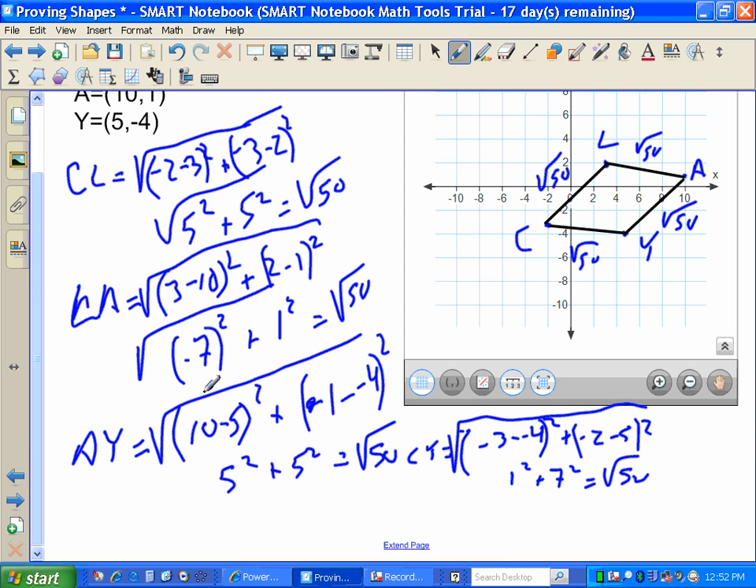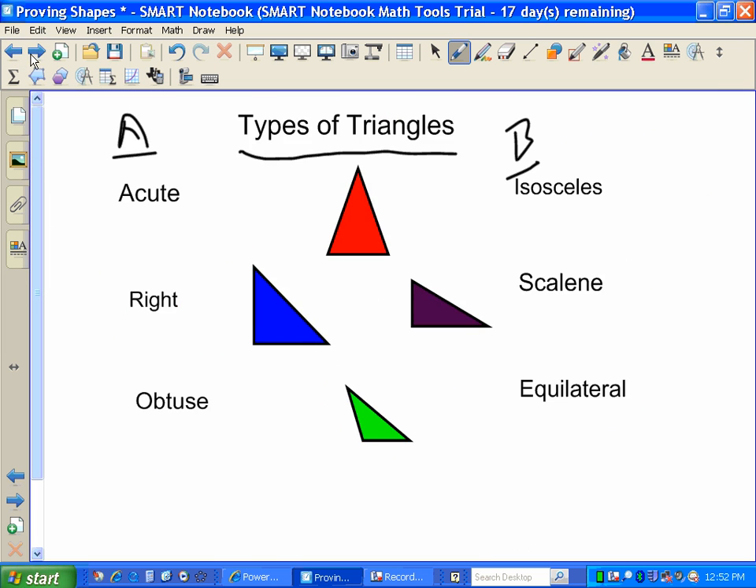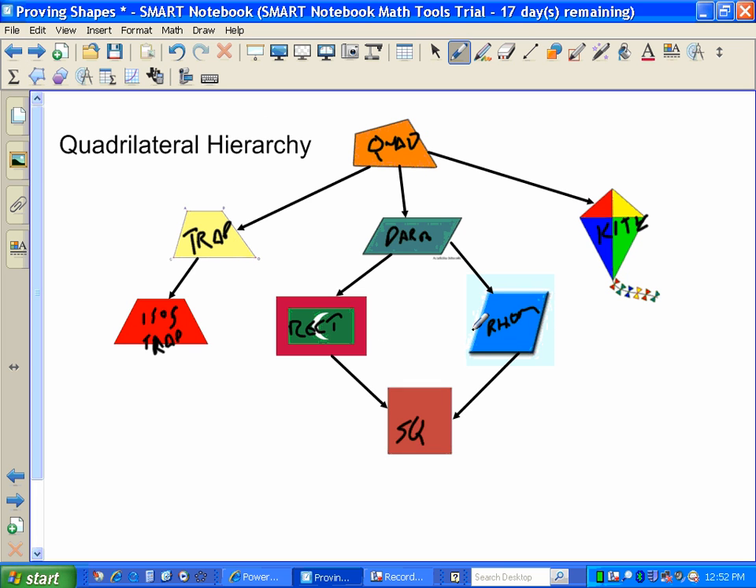Does that tell me anything? It might tell me something. Tells me we probably, if we go back, probably have a rhombus. Oops, where'd it go? Went back too far. Yep, went back. There we go. We have ourselves a rhombus because all the sides are congruent.